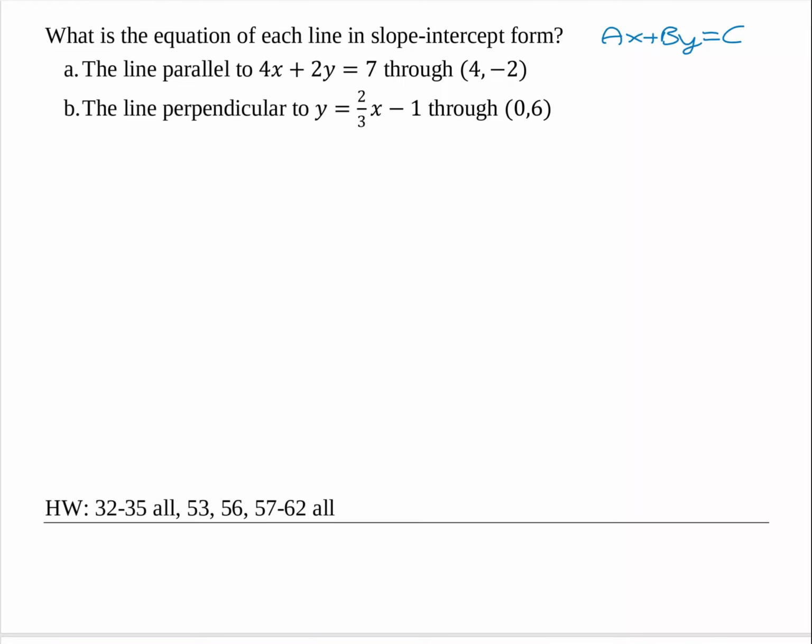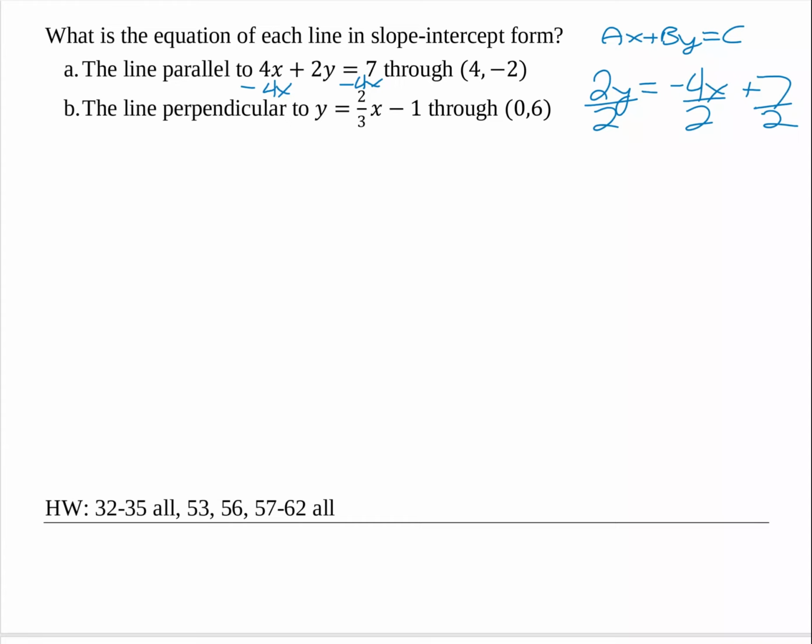What would my first move be? Subtract 4. Yeah, I want to get y by itself, so we're going to subtract the 4x from both sides, right? I'm just going to show you that right there. So then what do I have? 2y equals -4x plus 7, yeah. Okay, and then what are we going to do? Divide by 2. Everything gets divided by 2. So divide by 2 and divide by 2.